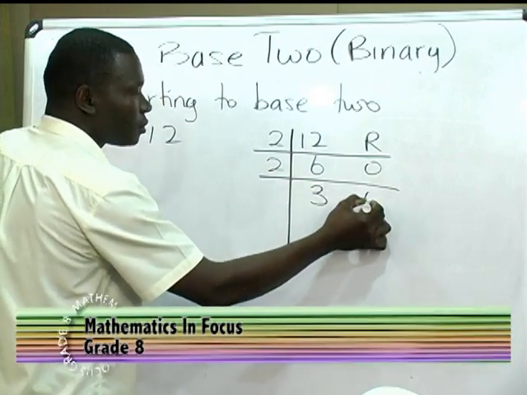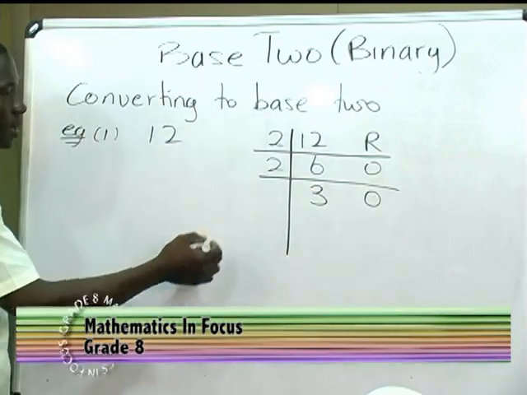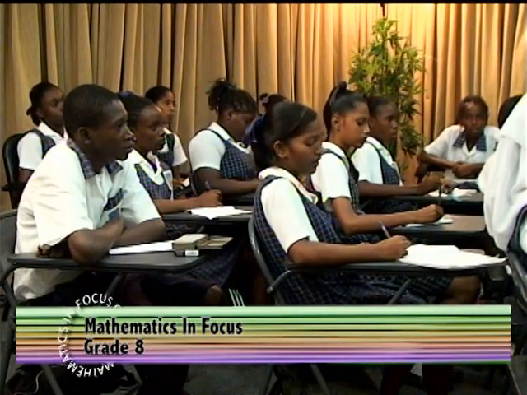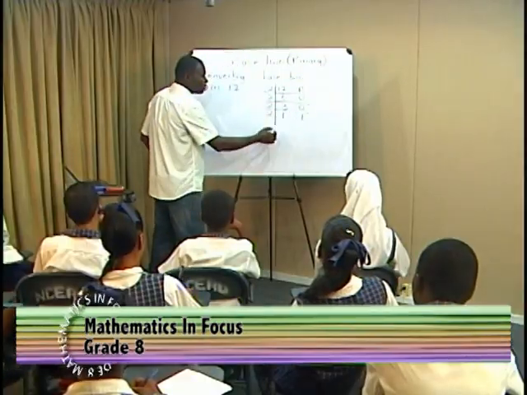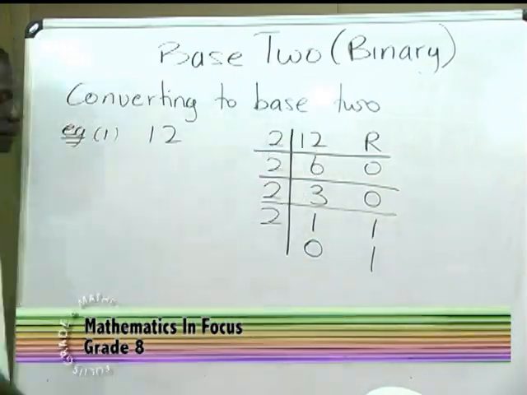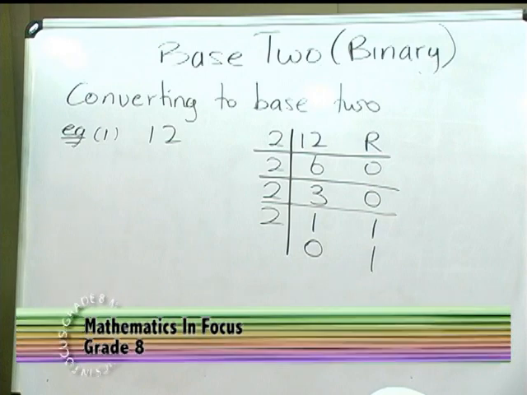Remainder 0. Good, because 2 3s are 6. 2 into 3, 1, remainder 1. Correct. And then 2 into 1, 0, and remainder 1. So we have nothing else to divide. So our answer is staring us straight in the face there. So just for us to pick up what our answer is.